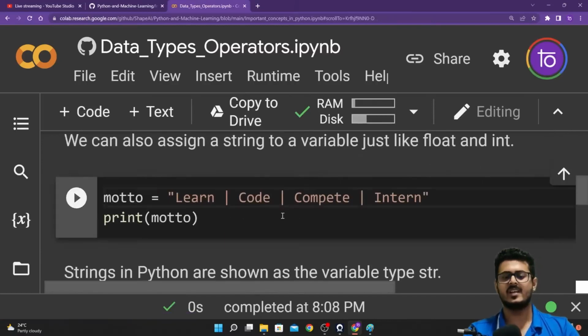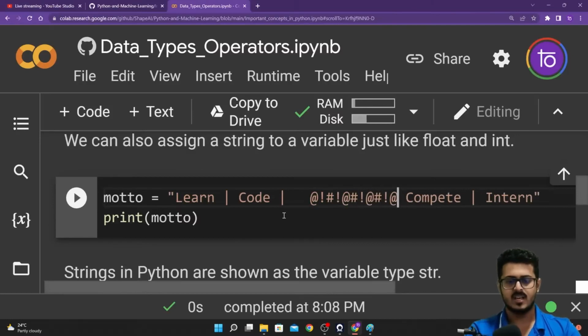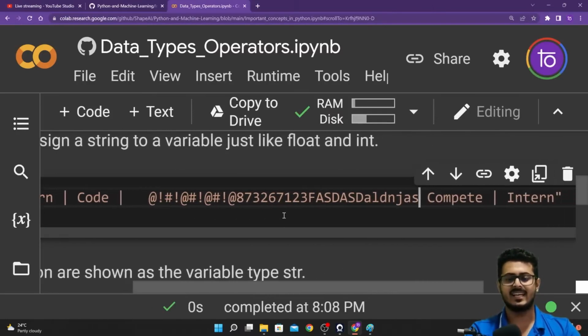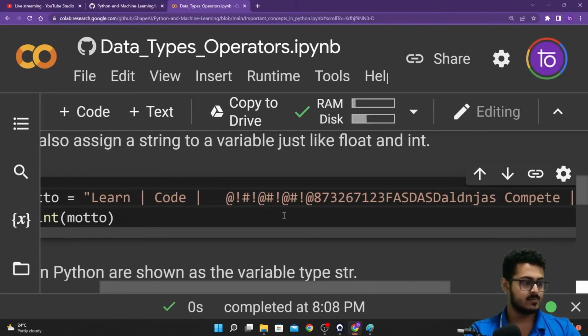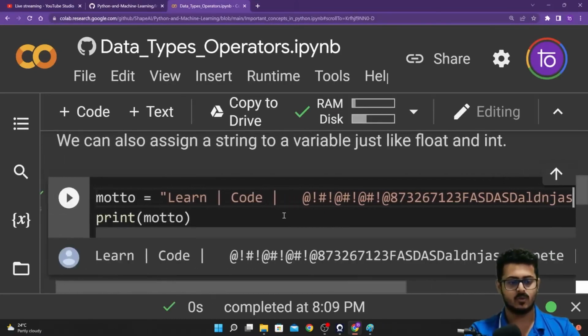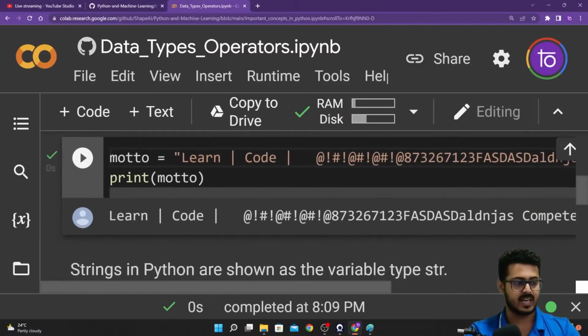A string can contain spaces, special characters, numbers, capital letters, small letters, a string can contain anything that it wants. You don't have to worry about it. So if I'm running this particular line of code right over here, you are able to see that it is working absolutely fine. We don't have any problems with this. Are you guys able to understand this? Please do let me know, guys.